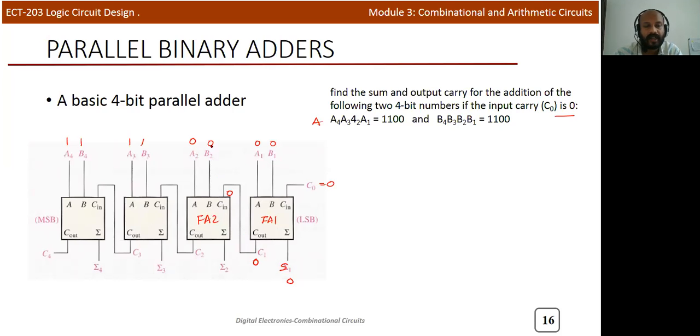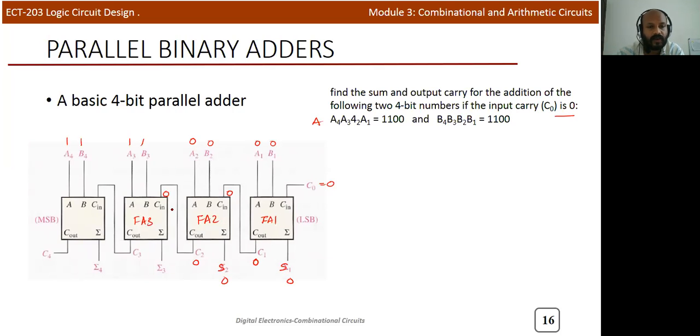And for the second full adder, again you can see that it's 0, 0, 0. So the S2 bit is also 0, and the C2 bit is also 0, because there is no 1 input, all the values are 0. So from the truth table we know that sum is equal to 0 and carry is equal to 0. So this C2 is connected to the input of the third full adder.